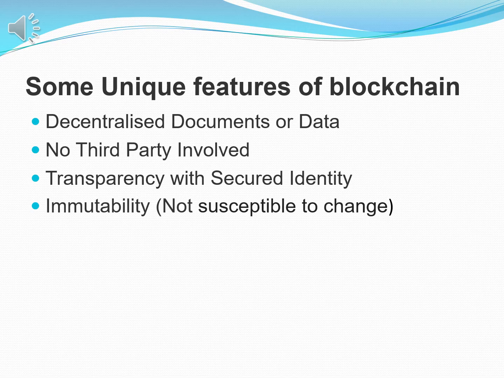So this is the hallmark of blockchain: no centralized things, no third party, everything is transparent with a very secure identity. No one can see your identity, but you can see the transactions. And then immutability means no one can tamper with this information. If someone wants to tamper with it, everyone knows what is going on.